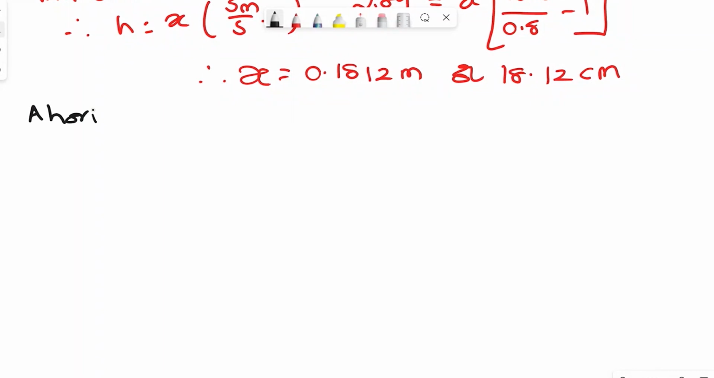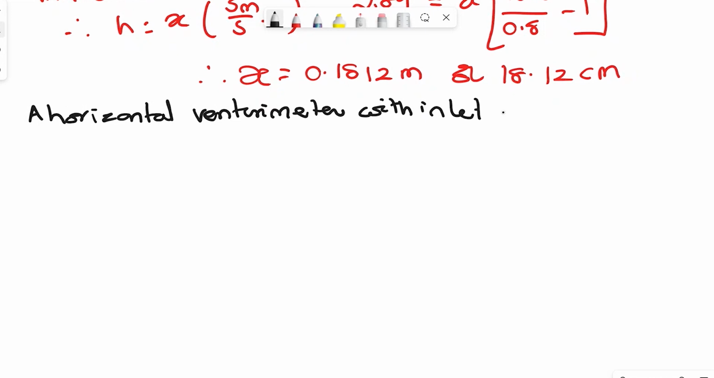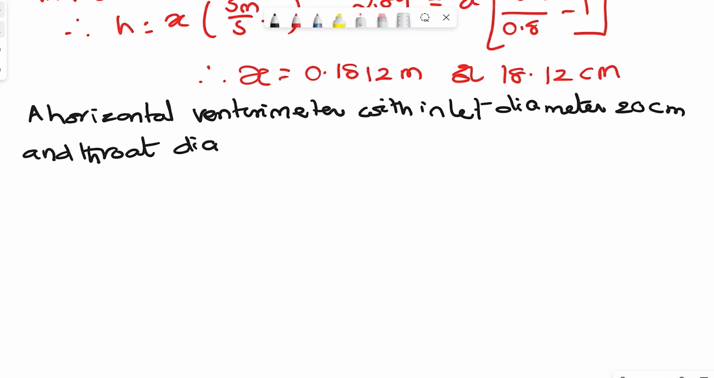A horizontal venturi meter with inlet diameter 20 centimeters and throat diameter 10 centimeters is used to measure the flow of water.